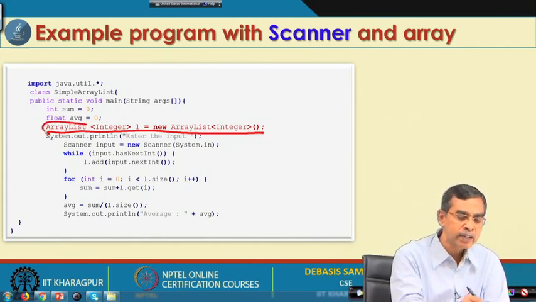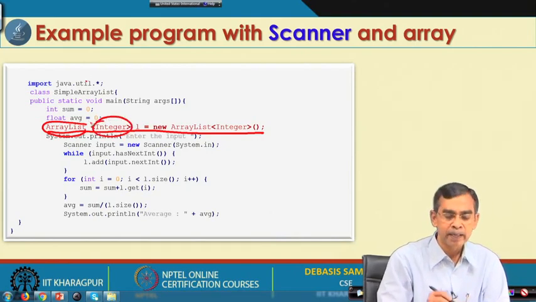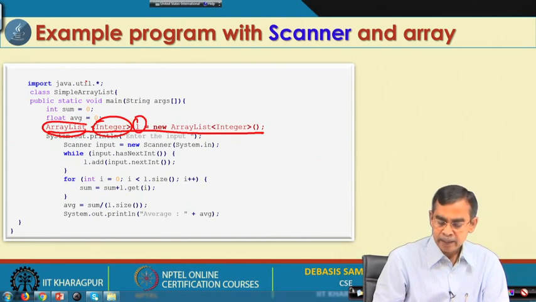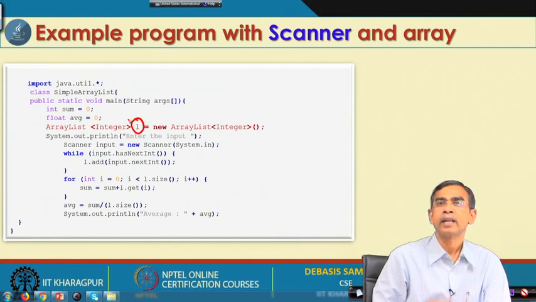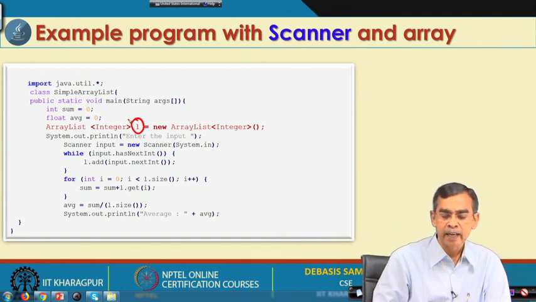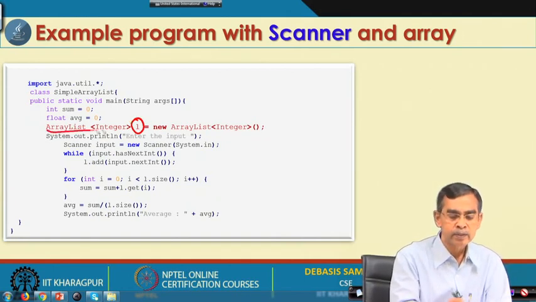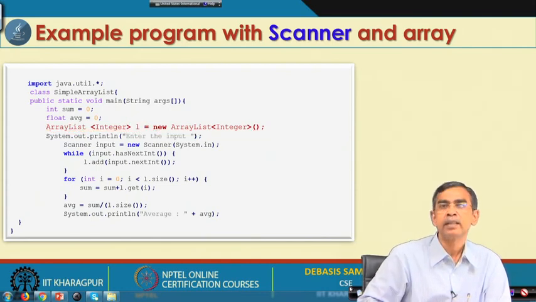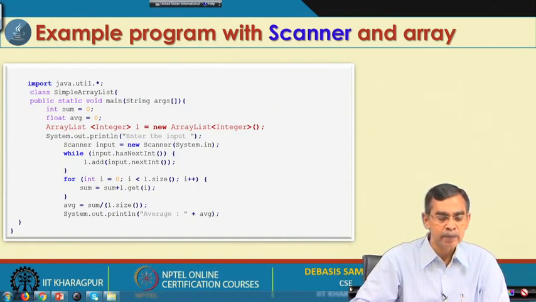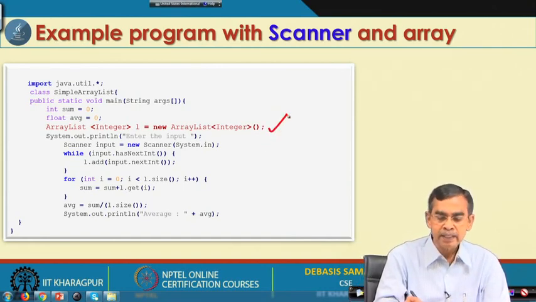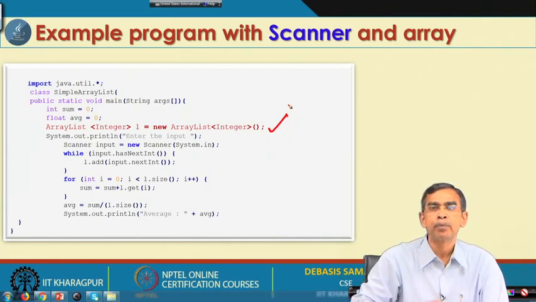This ArrayList is already defined in the util package, and this is Integer, which means the array will store integer type of data, and this is the name of the array, L. So, we declare an array object called L using this syntax. This is a very important syntax that people usually use whenever they have to read a list of numbers from the keyboard. The number of elements can be temporarily stored in an array like this, and the size of the array will be decided shortly.